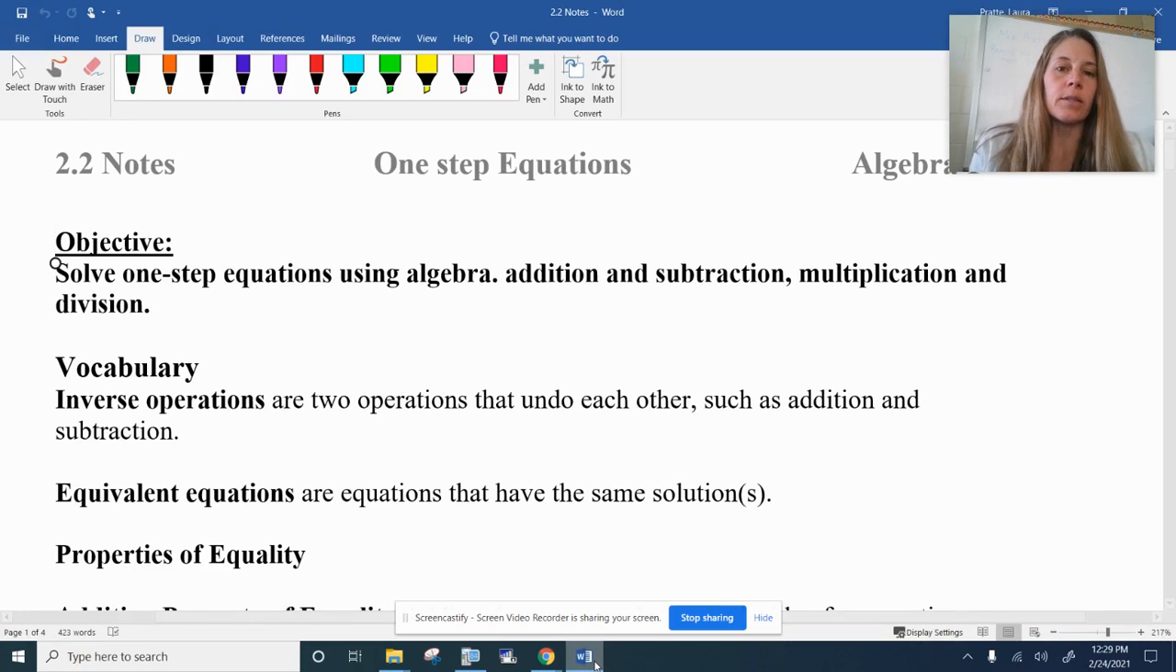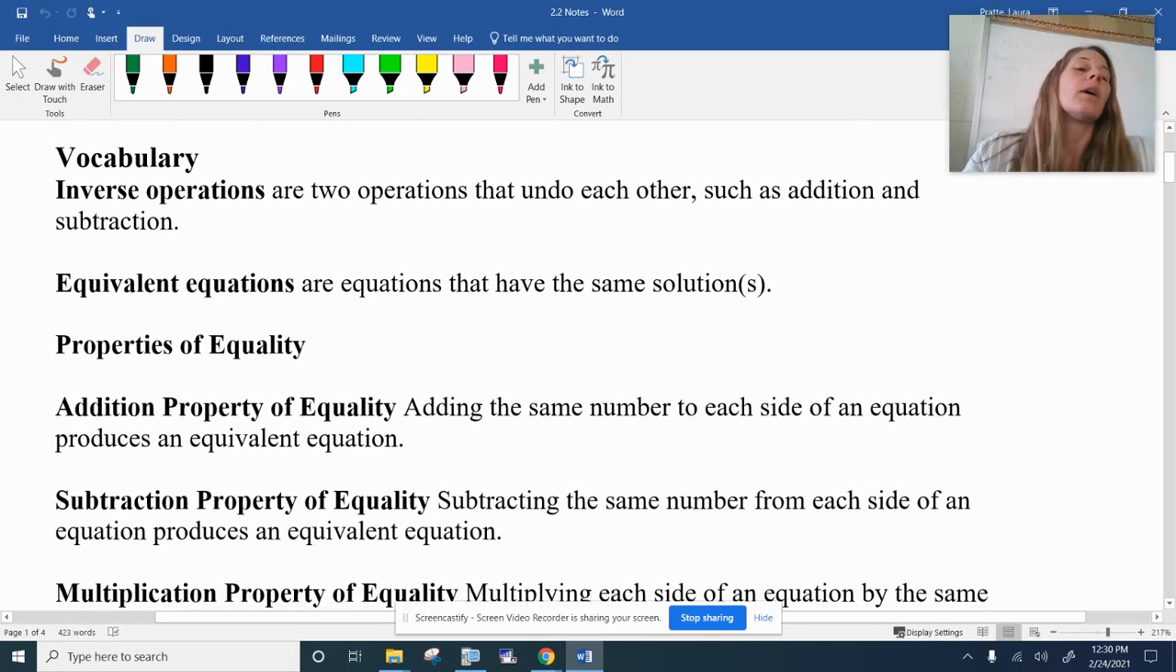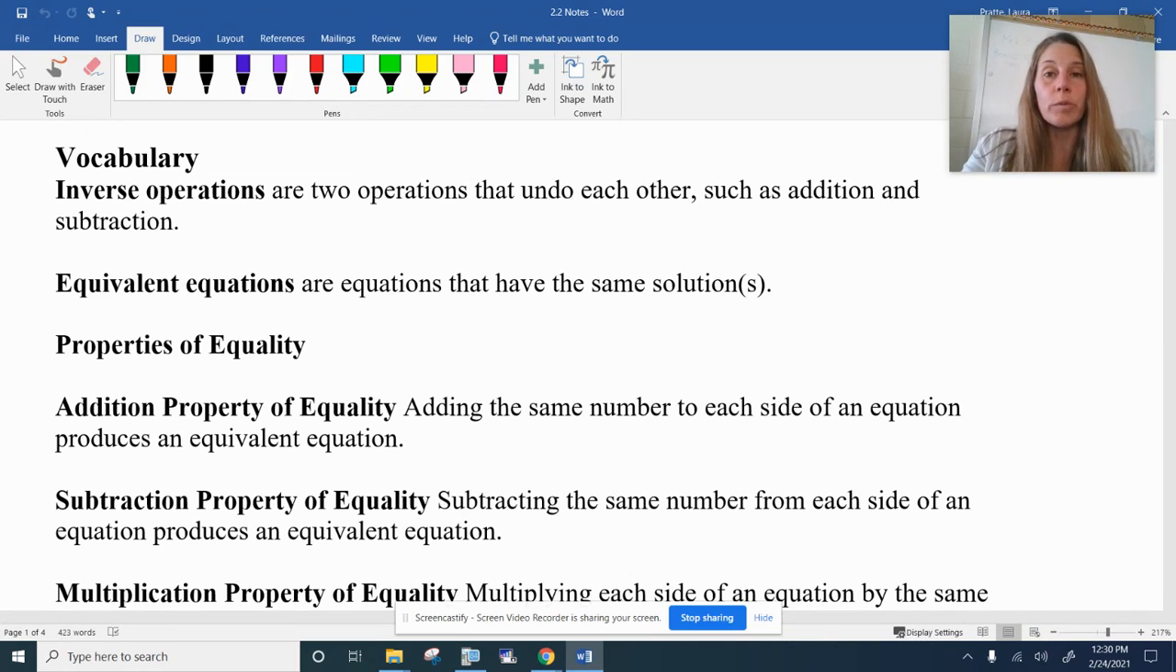Today our lesson is just on one-step equations. So this is just like the very basic beginning of solving equations, and we're just going to go over some of the terminologies and some of the inverse operations. So the vocabulary that we're going to be really focusing on is these inverse operations here. And inverse operations are two operations that undo each other, such as addition and subtraction, or multiplication and division, or even squaring and square rooting.